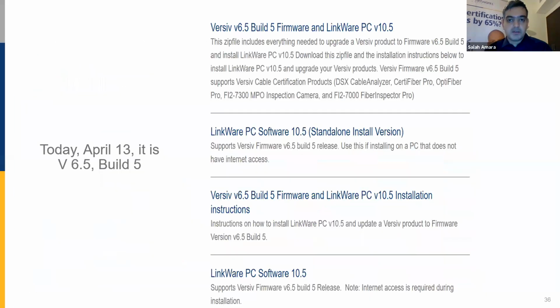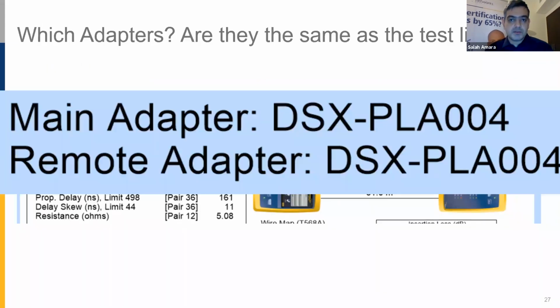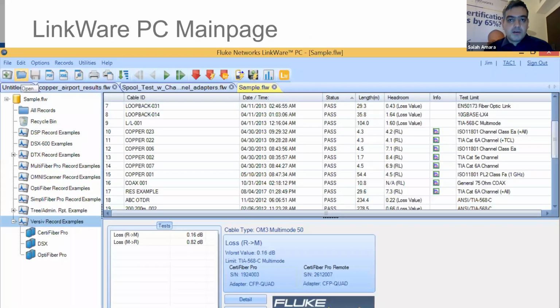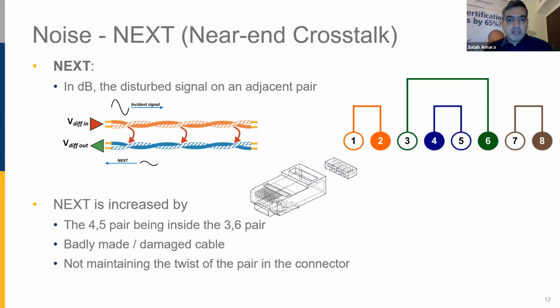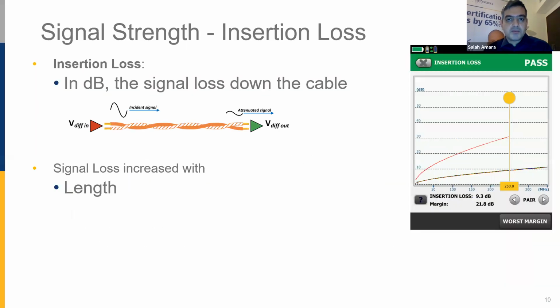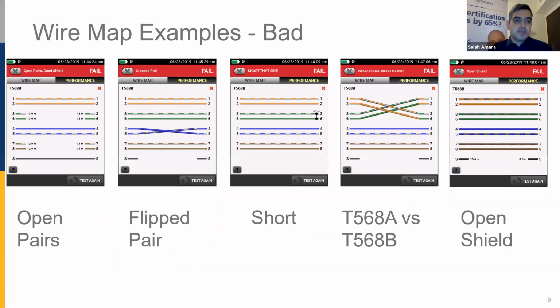So let me go to the wire map and see the examples. If we see the examples of the wire map, if we have open pairs, it's telling you that at 13 meters from the main, I have an issue. From the other side, I have it at 1.5 meters.